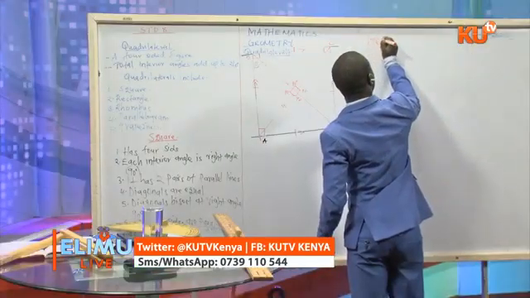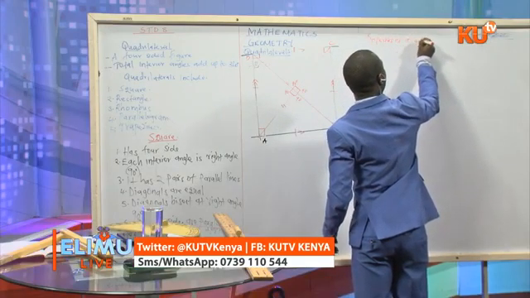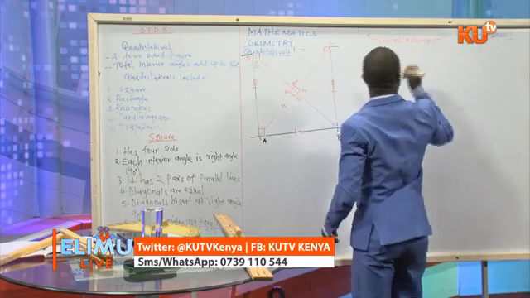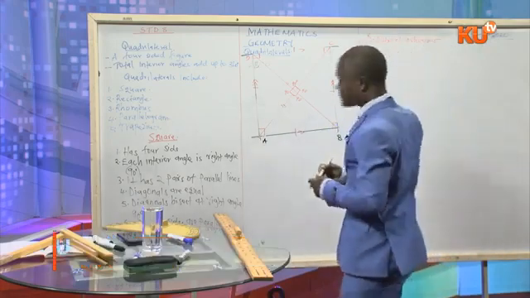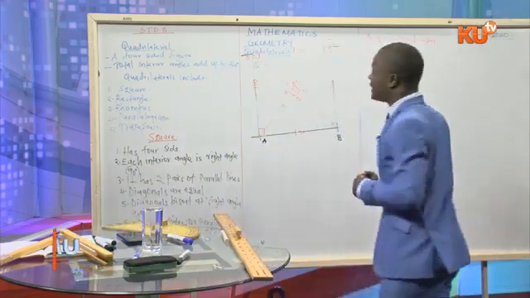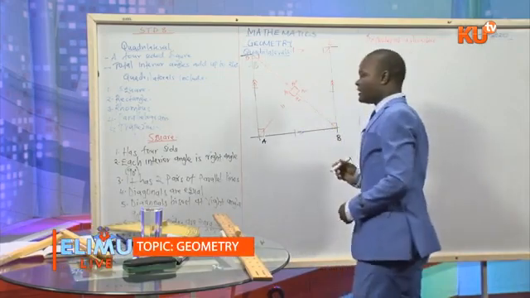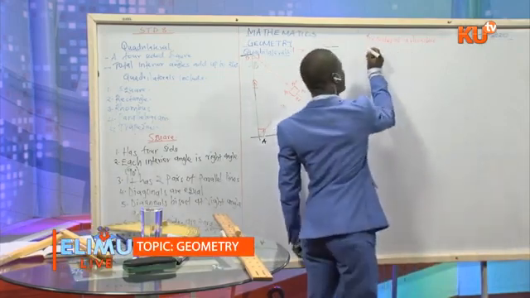Properties of a rhombus. Now, after discussing properties of a rhombus, I want us to compare the two, that is square and the rhombus. The first property of a rhombus, just like a square, is that a rhombus has 4 sides.